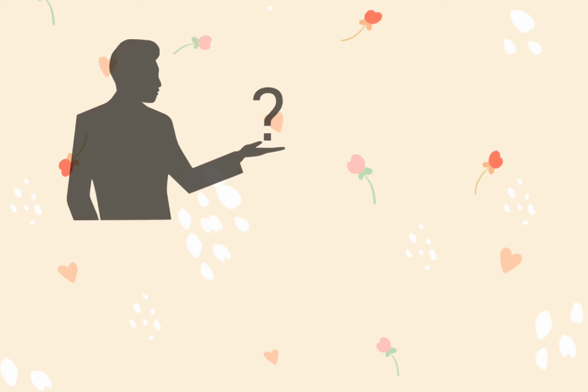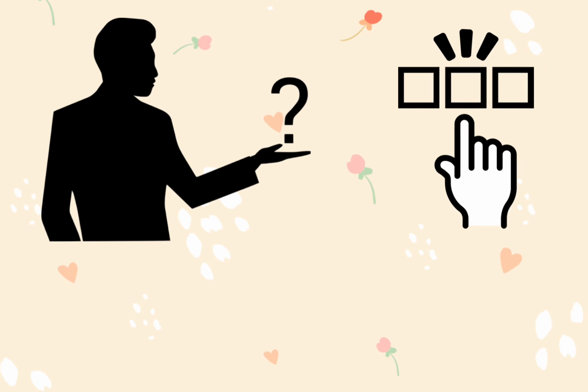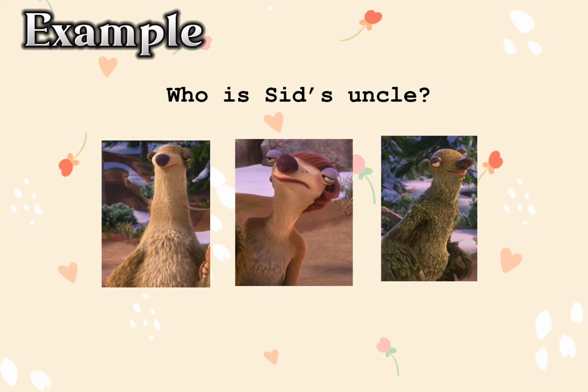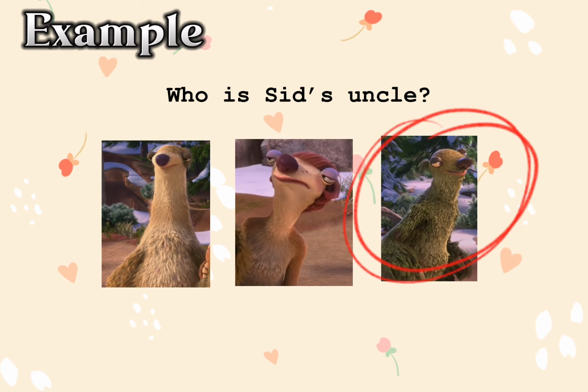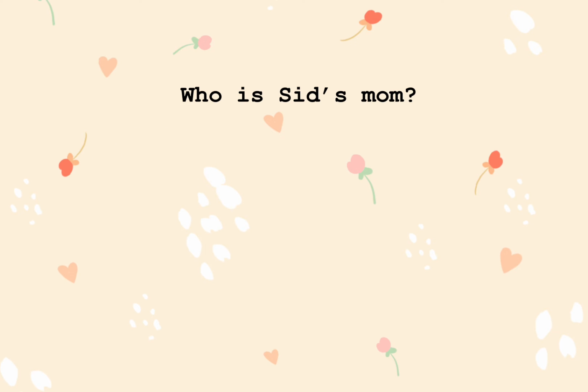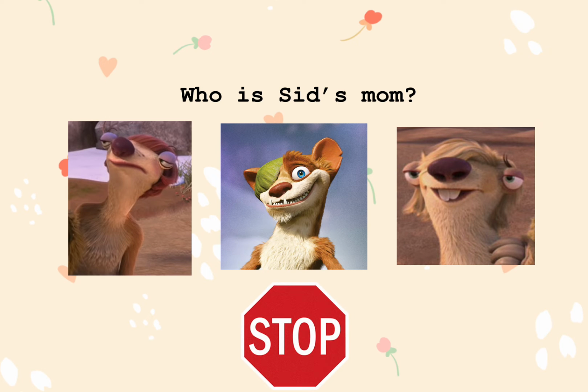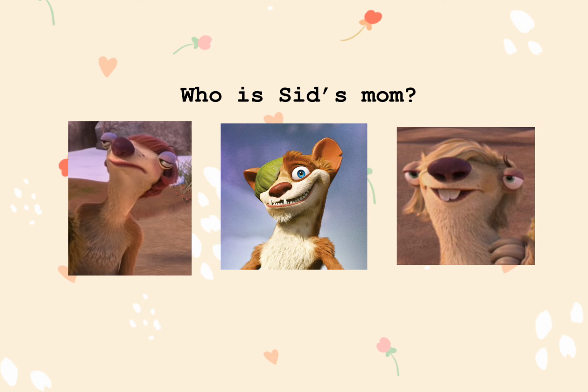So let's start. This time I'm just going to ask some questions and you can just choose between the options. For example, if I say, who is Sid's uncle? I would choose this option. Time for you to do it. So, who is Sid's mom? Pause the video in case you think that you need more time. Now let's check the answer.